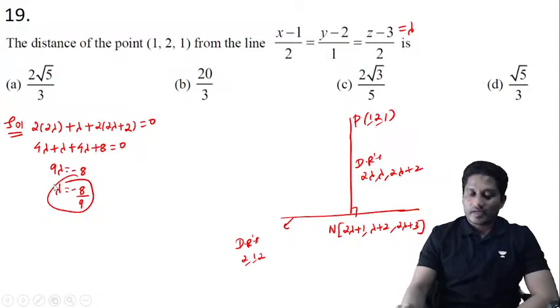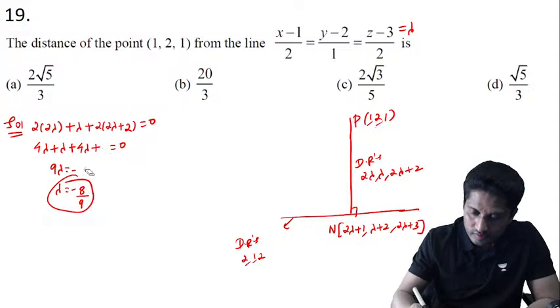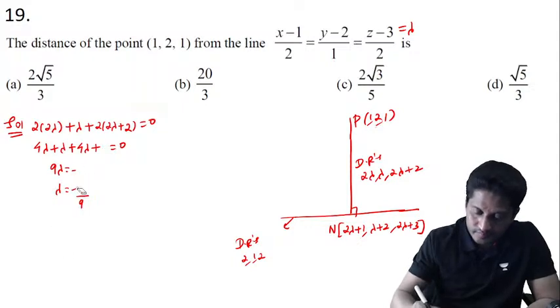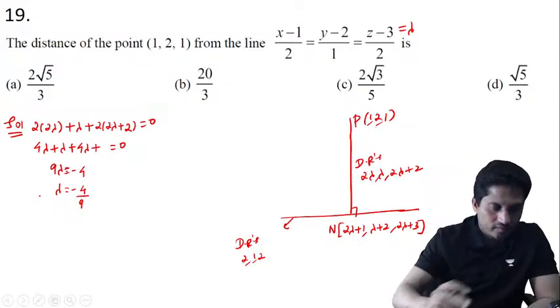Right, now I'm going to take the value of lambda. 2 into 2 is 4. So you get minus 4 by 9. This fellow is minus 4. Yeah, you get minus 4 by 9.